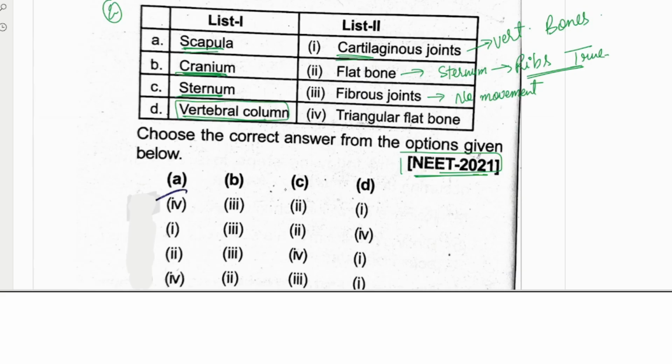So let us see. The scapula we have seen is a triangular flat bone, that is the A matching. Second is the cranium. Cranium is what? It is a bone with no movement, so that is B. And sternum is a flat bone, that is C, and vertebral is D. So it is all matching, as given in option number first.